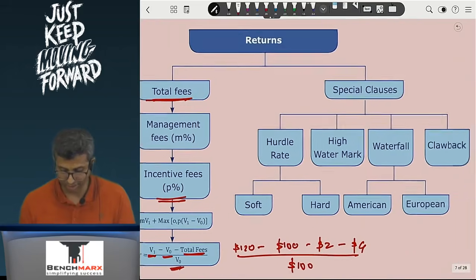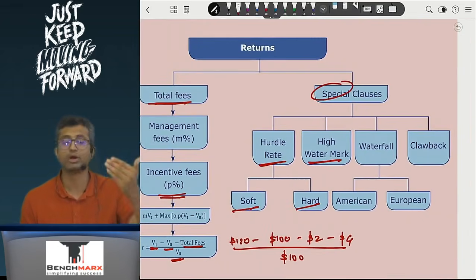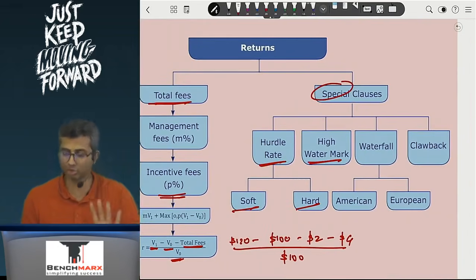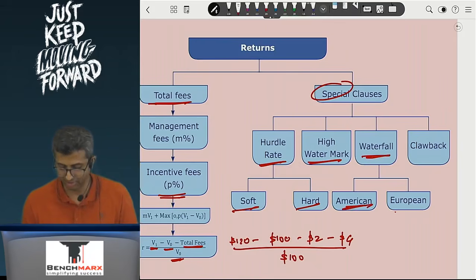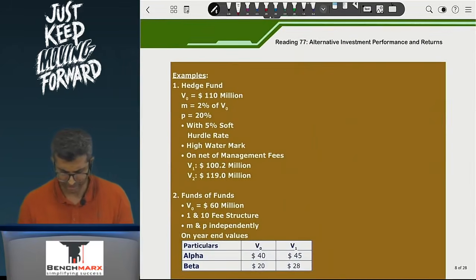Again, while doing so, as we discussed earlier, certain special clauses will have to be seen: a hurdle rate, soft or hard; a high water mark, the maximum value that the fund had earlier reached, only beyond which you will give a return; or a waterfall, which is American or European. And clawback clauses, if any are applicable, will also be reviewed. So over here, this takes care of this reading.